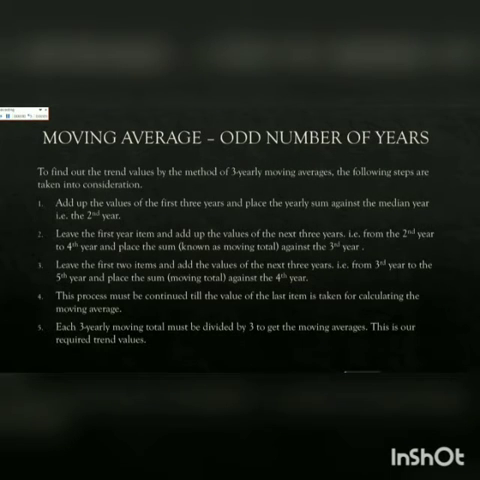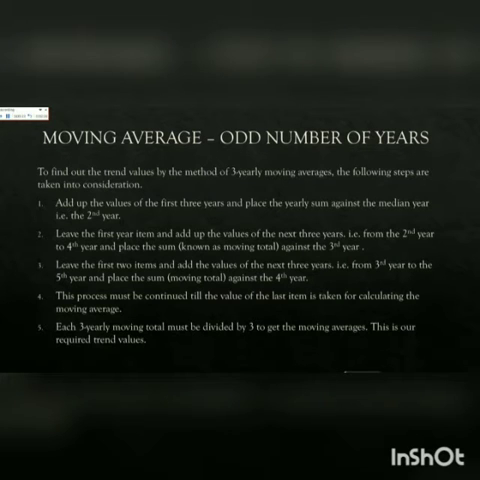Moving average, odd number of years. To find out the trend values by the method of 3 yearly moving averages, the following steps are taken into consideration. Step 1. Add up the values of the first 3 years and place the yearly sum against the median year, that is the second year.